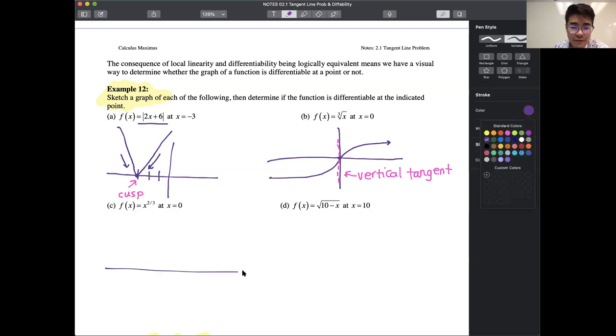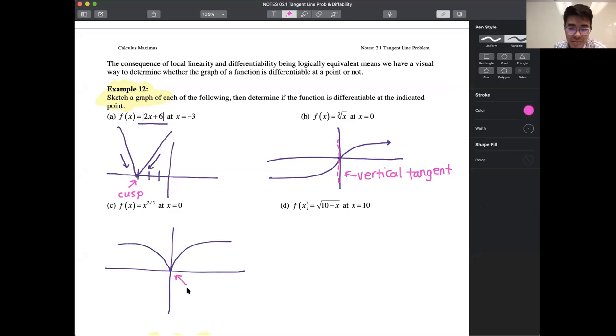If we do the graph of C, the graph of C is the bird graph. What should we call this? Let's call this a kink. Right, what's happening here? Same reason, right? The derivative is different from the derivative.